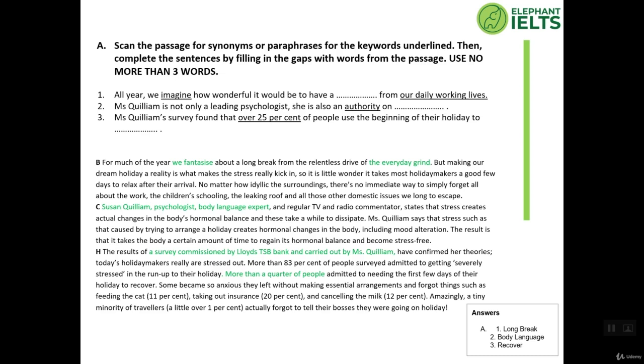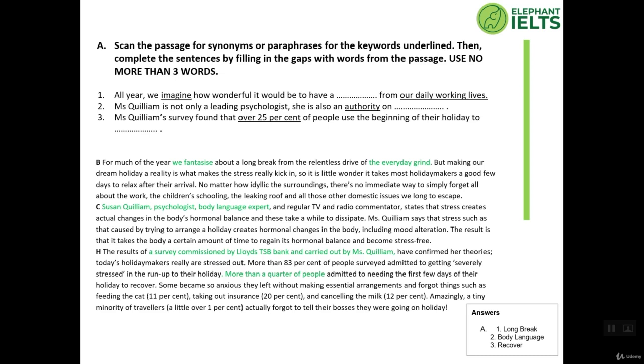In paragraph A, there's nothing similar to imagine or daily working lives, so I go on to paragraph B. I find the word fantasize, which is similar to the word imagine. But one synonym is not enough. You must find the synonym for all the keywords.